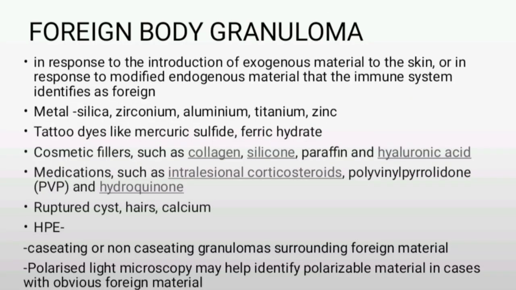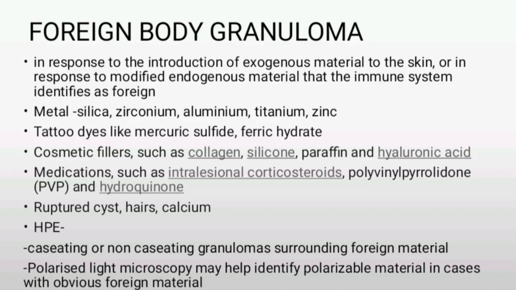Coming to foreign body granuloma, it is a response to introduction of exogenous material to the skin or in response to modified endogenous material that the immune system considers as foreign material. It can be caused by metals like silica, zirconium, which is used as an antiperspirant, aluminium, titanium and zinc, tattoo dyes like mercuric sulfide, ferric hydrate, cosmetic fillers like collagen, silicone, paraffin, hyaluronic acid, medications such as intralesional corticosteroids, polyvinylpyrrolidone, which is seen in povidone, and hydroquinone. Ruptured cyst, hairs, and calcium.